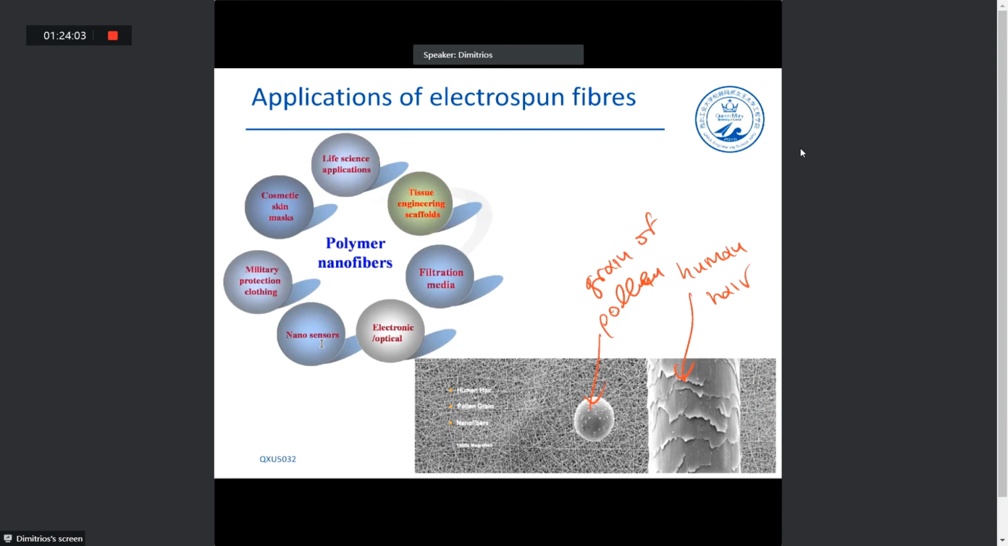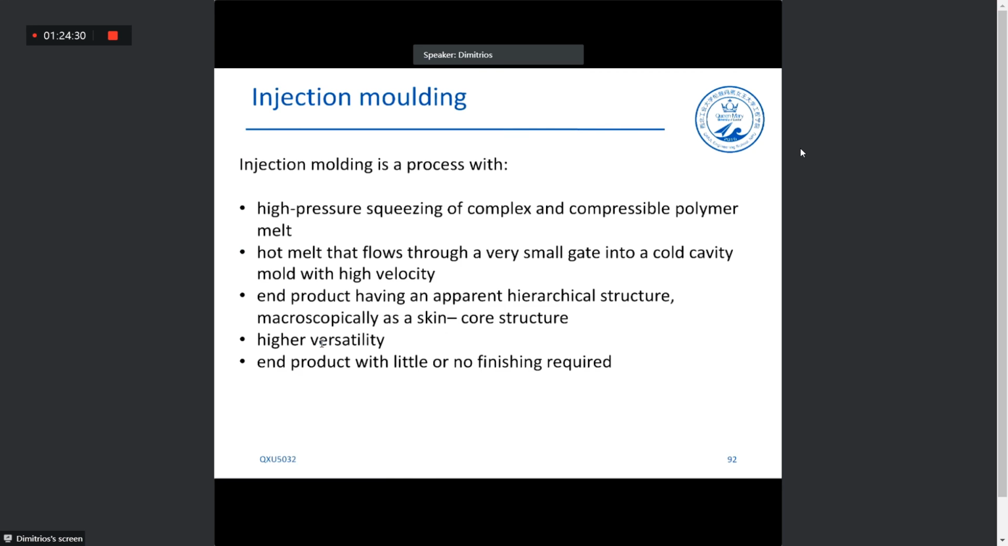Now, let's go to injection molding. We have only 10 minutes, but we will continue tomorrow as well. Injection molding, as I told you, is the second most important polymer processing technique, okay? Along with the extrusion, they constitute 70 to 75% of the process, okay, of the polymer processing techniques. And the majority of polymer processing industries are using either injection molding or extrusion, okay?